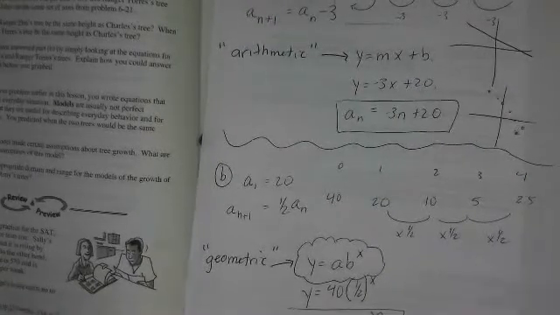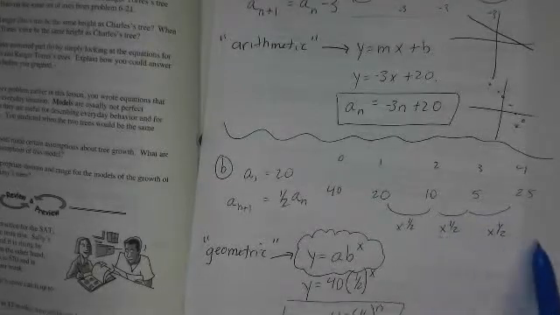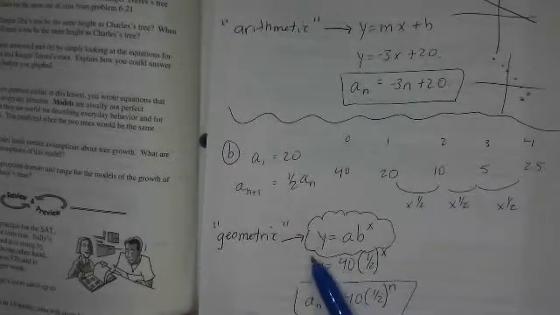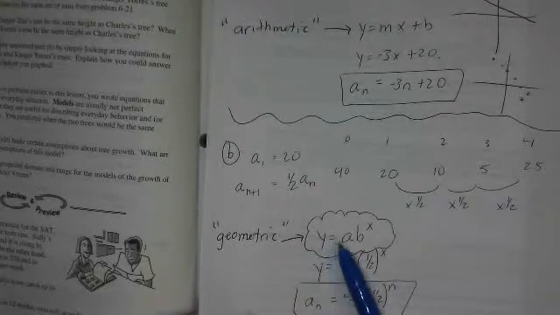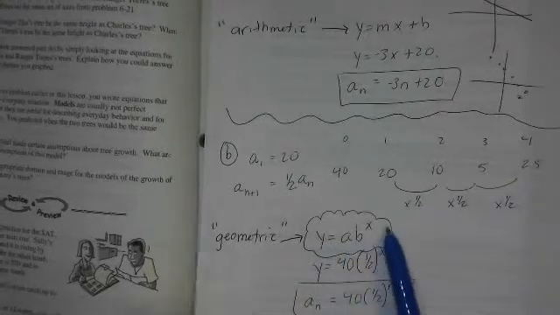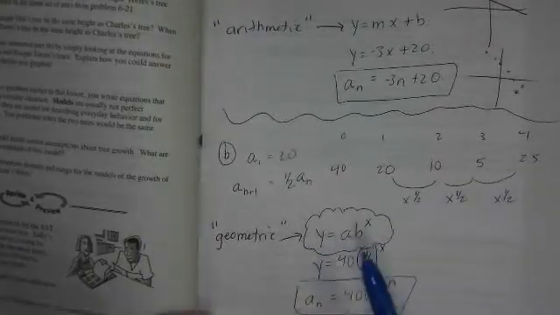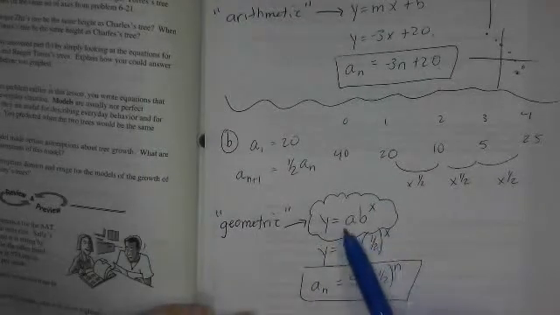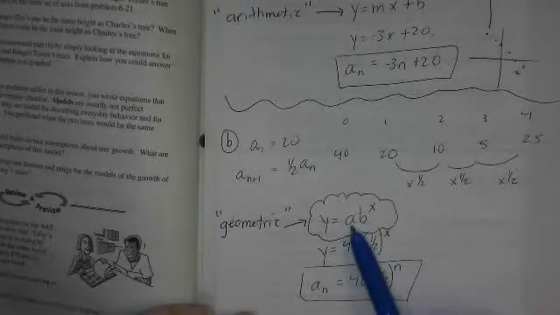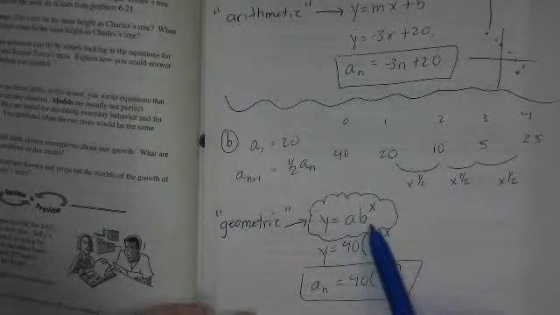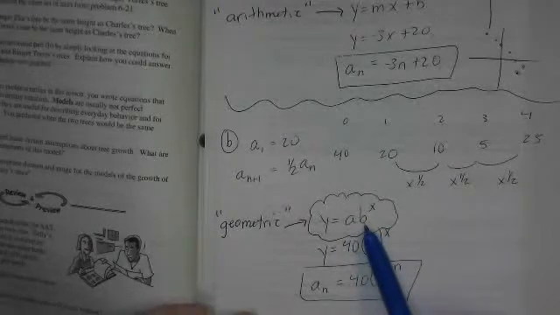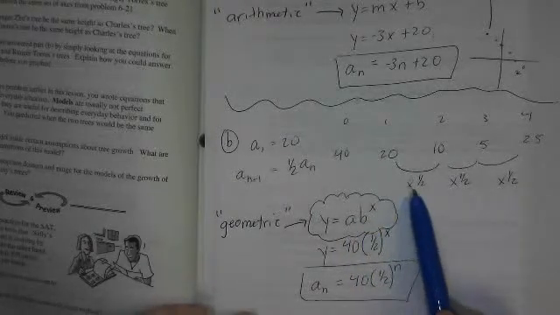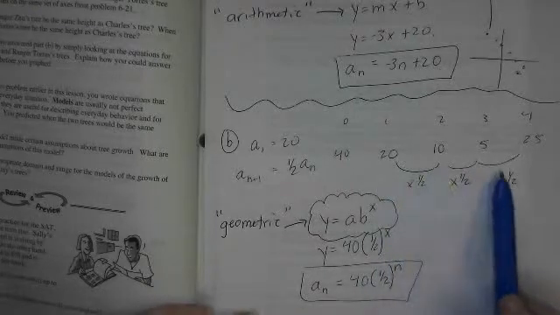So since this one's multiplying every time, I want it in the form of y equals a times b to the x. And if you don't remember this from when you studied exponentials, the a is the starting point, the starting number, and the b is the growth factor. So we know our growth factor is a half, so it's actually getting smaller. So you plug that in.